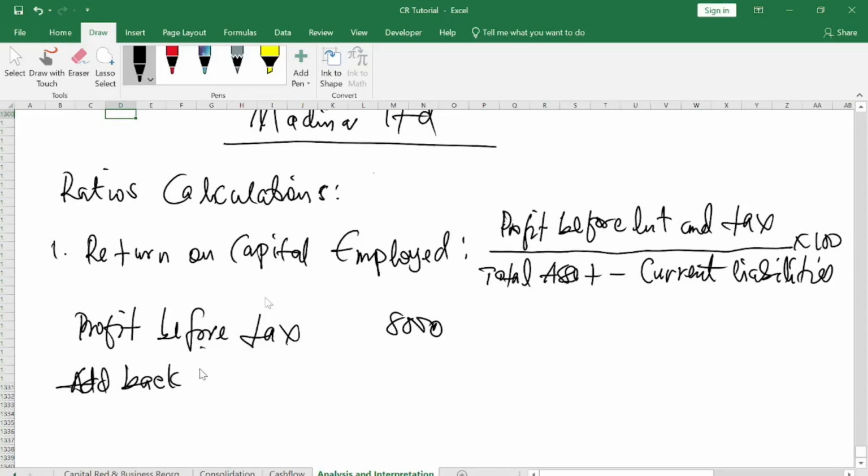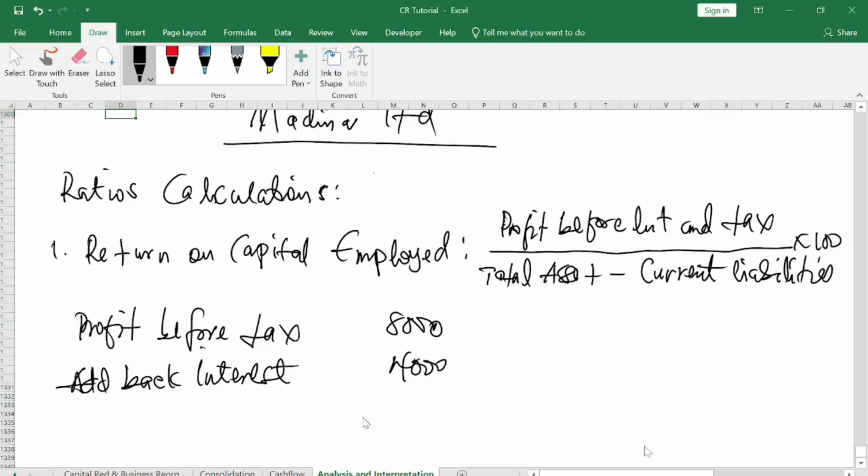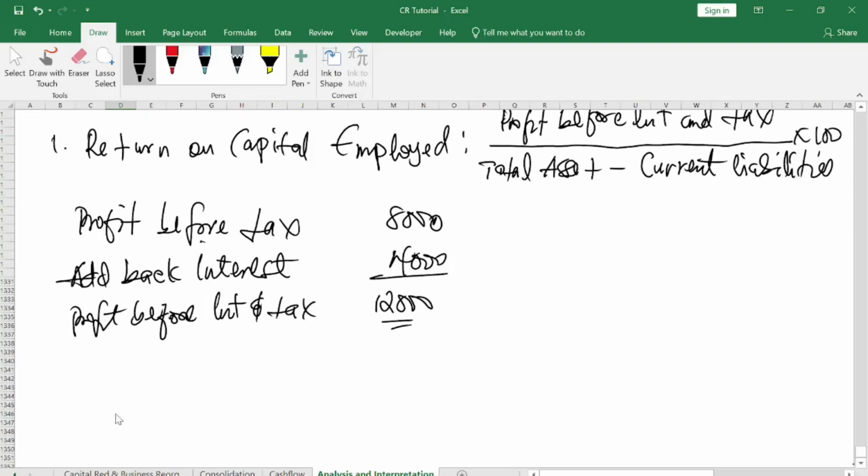You add back finance cost. That's interest, because when you look at it, they've already deducted the interest from it. Finance cost is 4,000. You need to add it back. So when you add it, it gives you 12,000. That gives you profit before interest and tax here. Good.